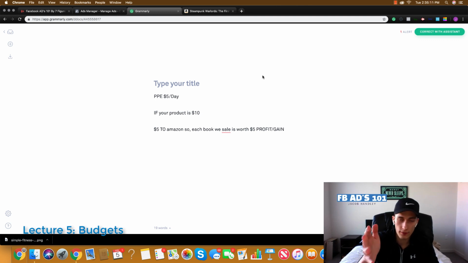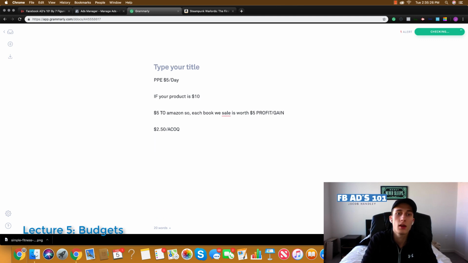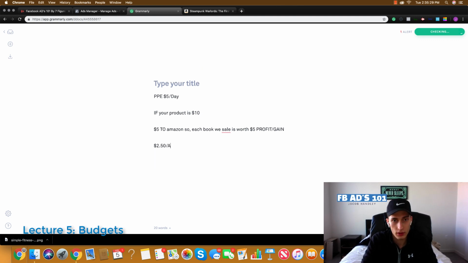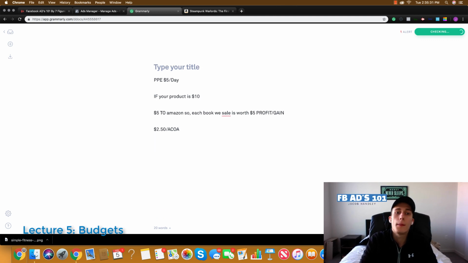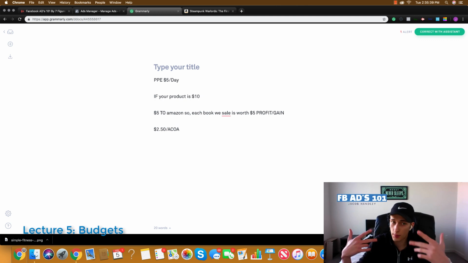And then going back to the whole cost per acquisition thing, you profit $5 per book. So we're willing to spend $2.50 cost per acquisition, or average cost of acquisition, whatever the acronym is for that. So basically, that says our goal is to spend this much per sale. That's not per click, that's per actual conversion, per sale. You can track that multiple ways, but that's what you have to figure out for your budget so you know you're always profiting.